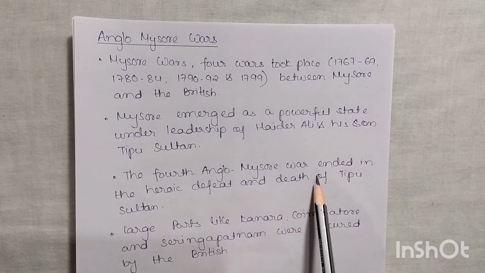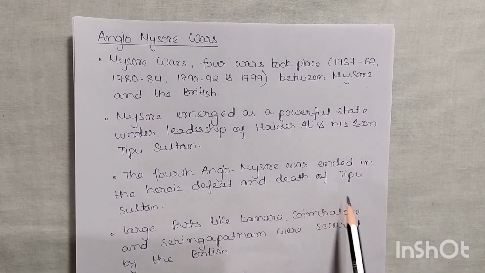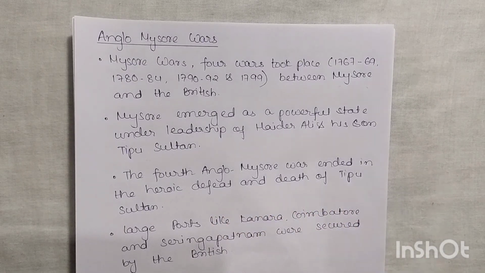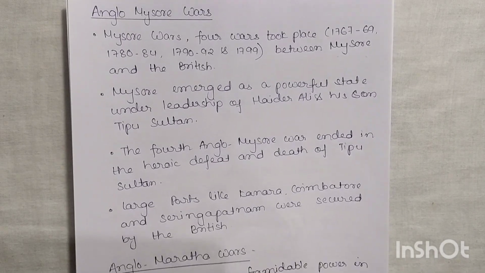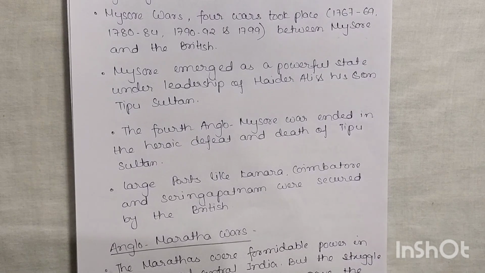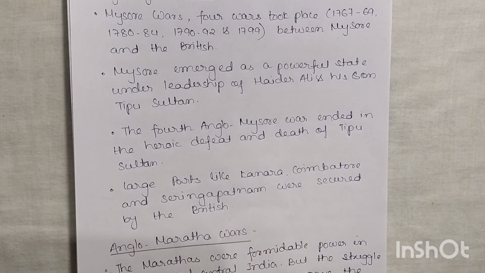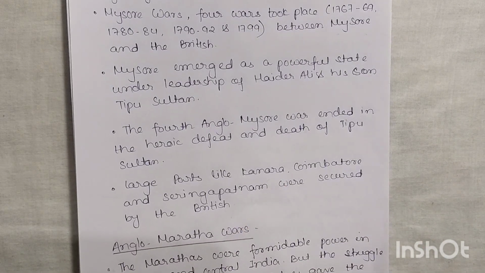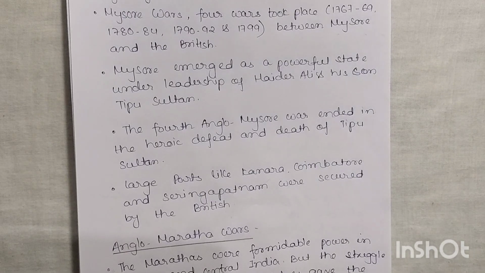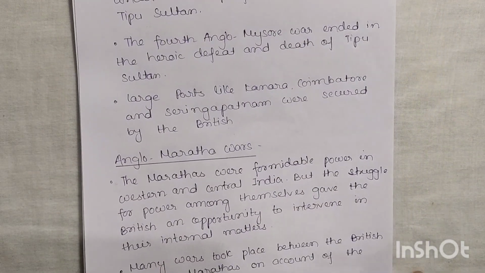The fourth Anglo-Mysore War ended in the heroic defeat and death of Tipu Sultan. So four wars were there, and finally Tipu Sultan died and the Britishers won the war. As soon as they won the war, what did they do? Large ports like Kanara, Coimbatore and Seringapatam were secured by the Britishers. So Indian large ports were now under the rule of the Britishers. They had captured these ports. Now they officially captured all these things, and now they will do whatever they want to do, these Britishers.